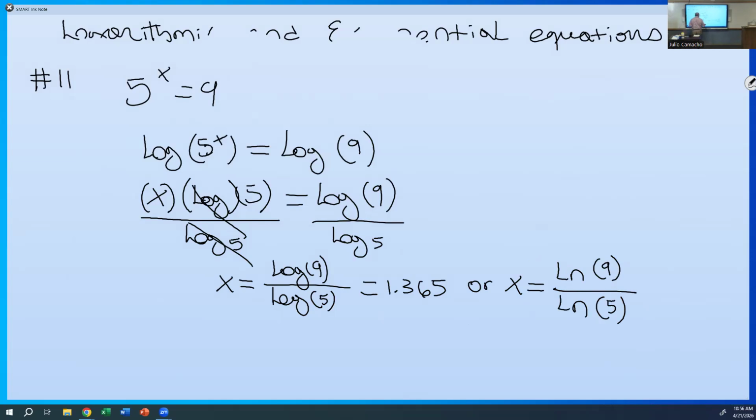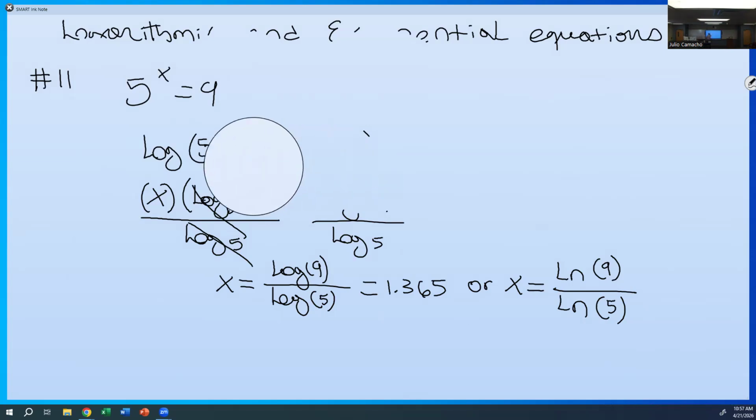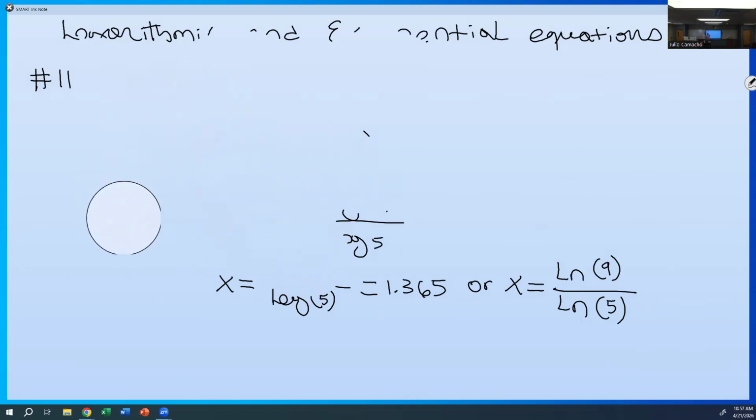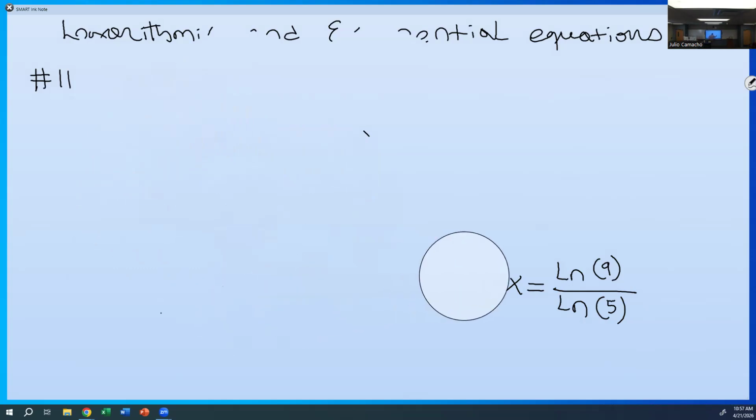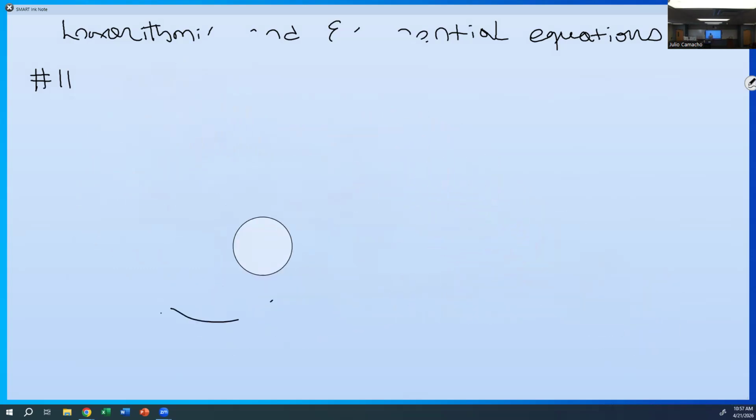Let's go to number 12. Well, I'll give you a minute so you can copy and make your notes. And then we're going to the following one. Let's erase and let's go to the next, question number 12 in your assignment.